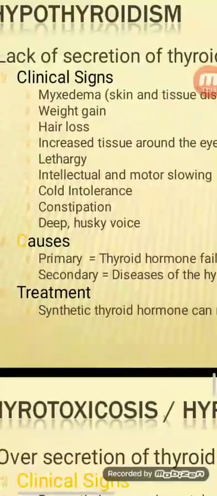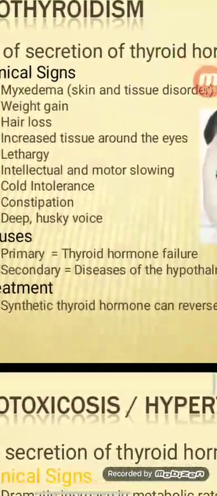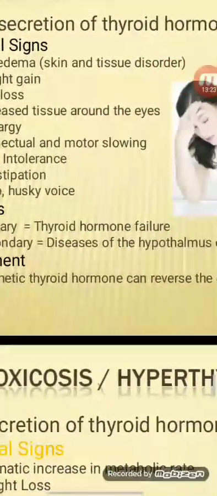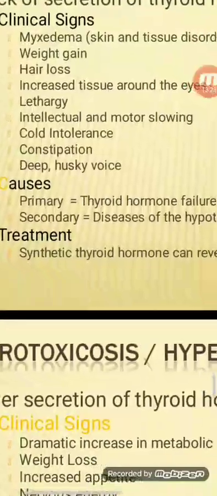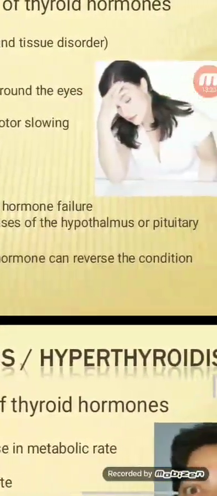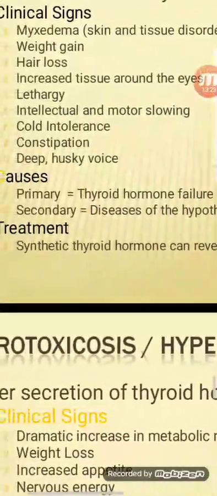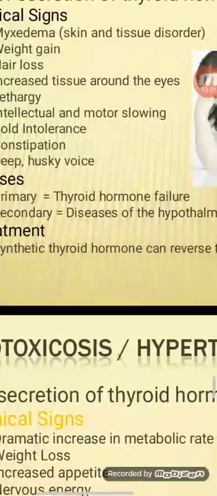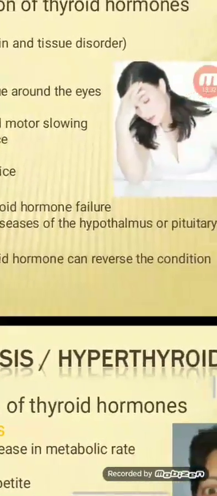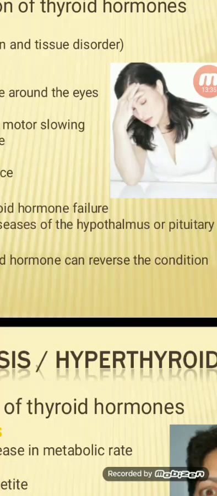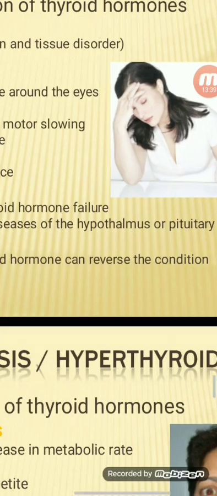What are the causes of hypothyroidism? Primary thyroid hormone failure, or secondary disease of the hypothalamus or pituitary gland. Treatment: synthetic thyroid hormone can reverse the condition. You can become normal. Take a look at this.